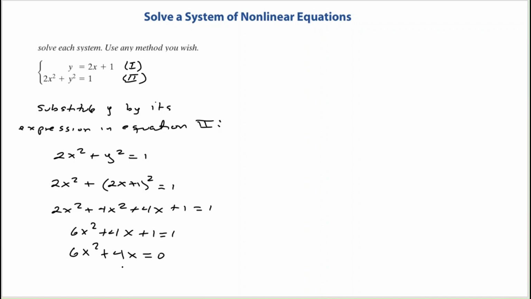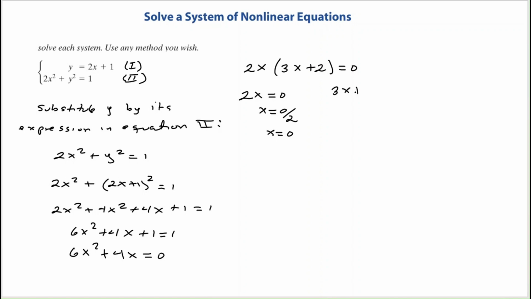So we have this quadratic equation that we need to solve. I will just solve by factoring 2x out because it's the greatest common factor. When I factor 2x out, I get 3x plus 2. So 2x times (3x plus 2) equals 0. Double check. 2x times 3x, 6x squared. 2x times 2 is 4x. Now use the zero product property and say that 2x equals 0. So x is equal to 0 over 2. So x equals 0.